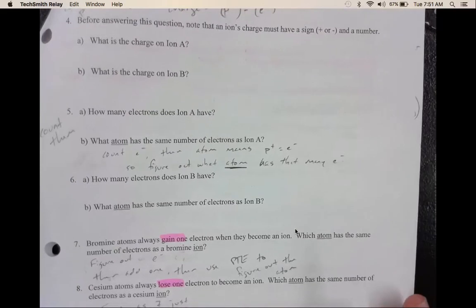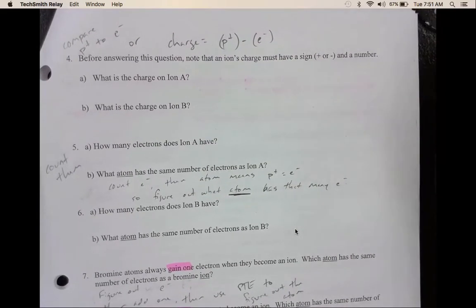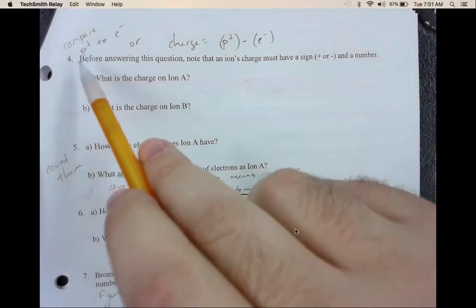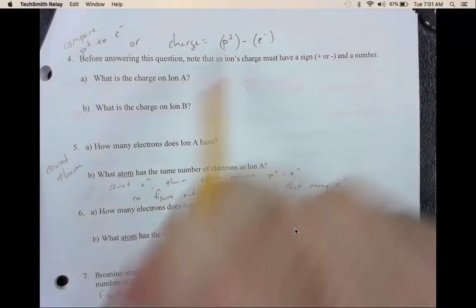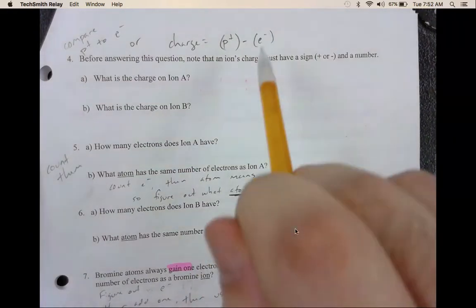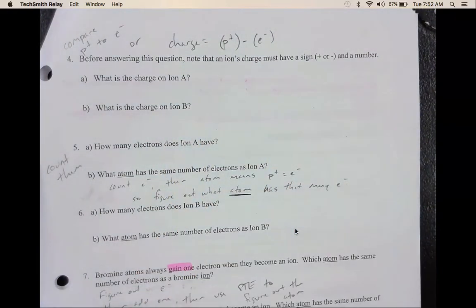So next, question 4. Question 4, we are figuring out charges. So you can compare the protons to the electrons. So remember, protons are positive, electrons are negative, and you can figure out the charge that way, or you can use the formula. Charge equals protons minus electrons. So plug in how many protons we have, how many electrons we have, and then solve. You do it for ion A and ion B.